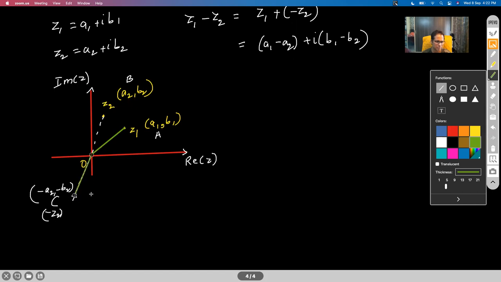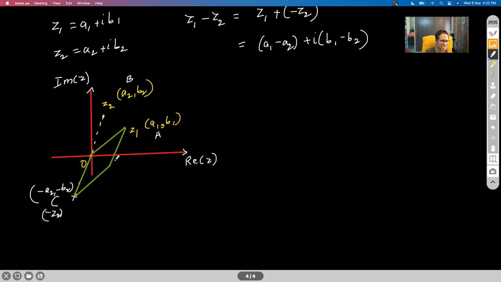I'm going to make a parallelogram by using OA and OC as the adjacent sides. Okay, so please bear with my diagram. I think it's good enough, no? It's looking like a parallelogram, right? I did a decent job, okay? So let's say this point D, I'm claiming that this point D is your Z1 minus Z2. Do you all agree with me on this? You'll say, yes, sir, we agree.